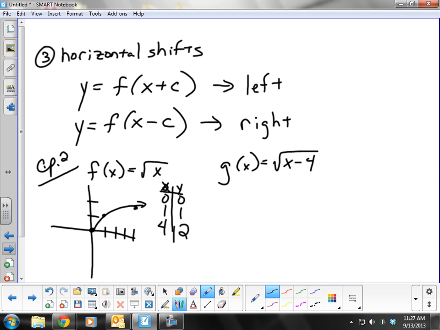When I do this function, if I wanted to do coordinates, then like we said, we're going to take the x coordinates and add 4 to it. So instead of 0, I'll be at 4, 0. And instead of 1, I'll be at 5, 1. And instead of 4, I'll be at 8. Okay?